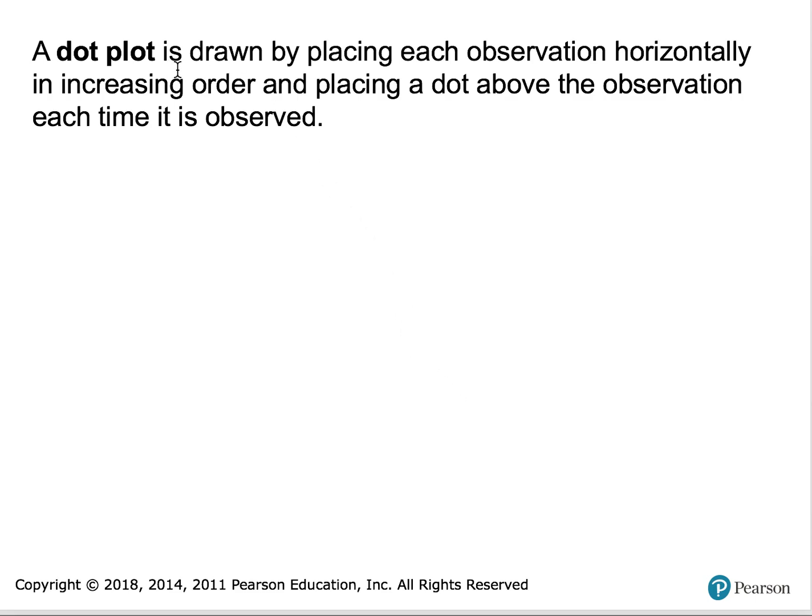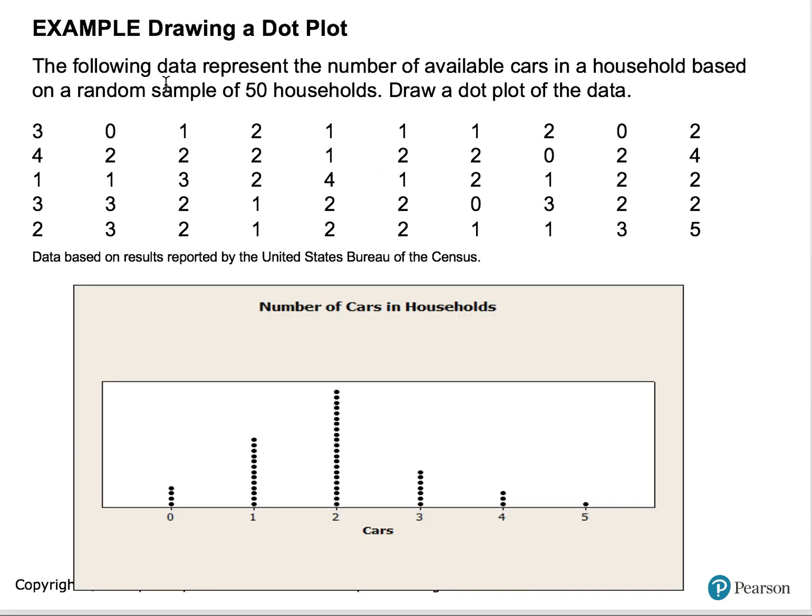All right, one more graph. A dot plot. It's drawn by placing each observation horizontally in increasing order and placing a dot, or sometimes you'll see an X, above the observation each time it is observed. So for example, the following data represent the number of available cars. Hey, it's the same data. But now it's displayed in a dot plot, right? We already figured out that the values only go from 0 to 5. And then you just go along.